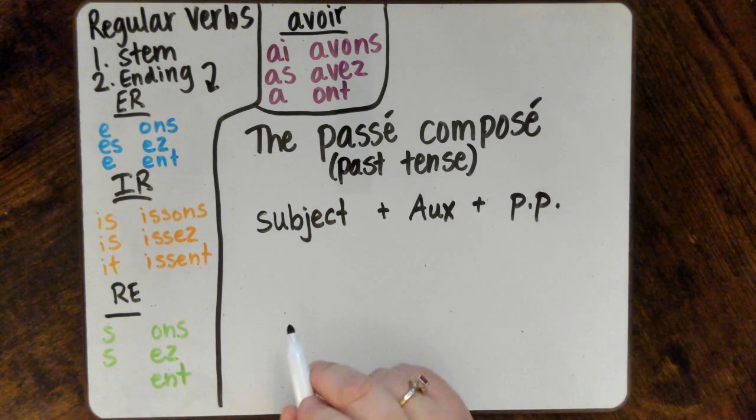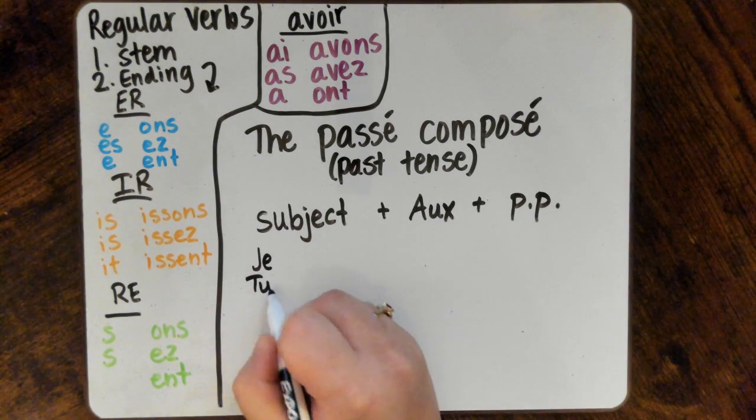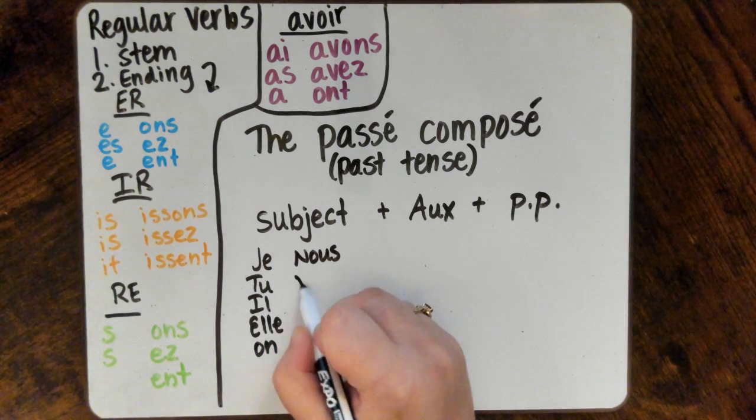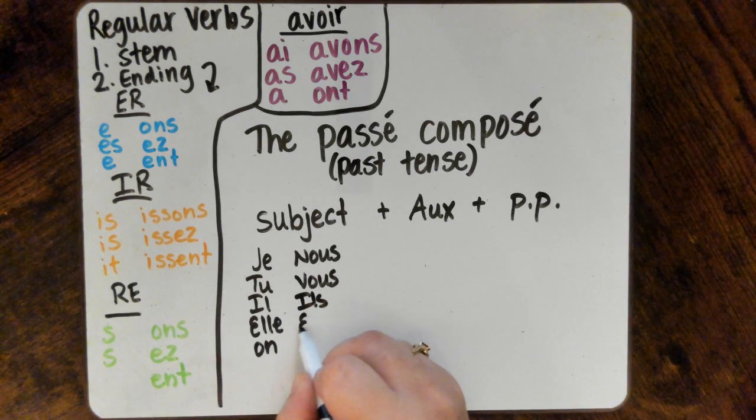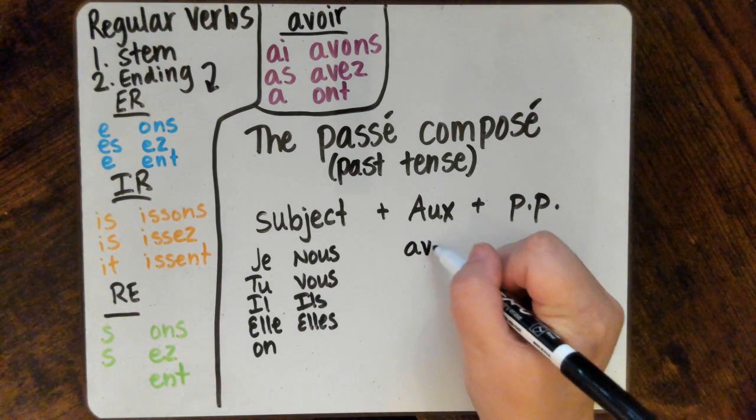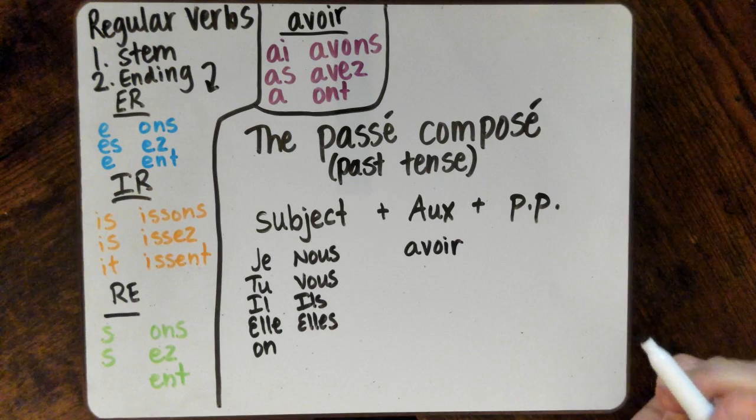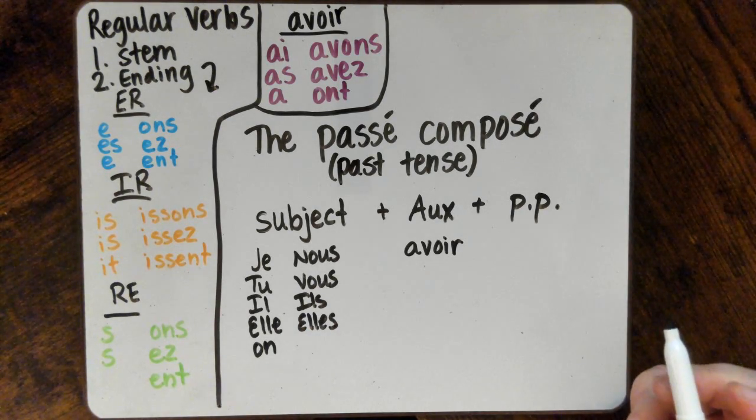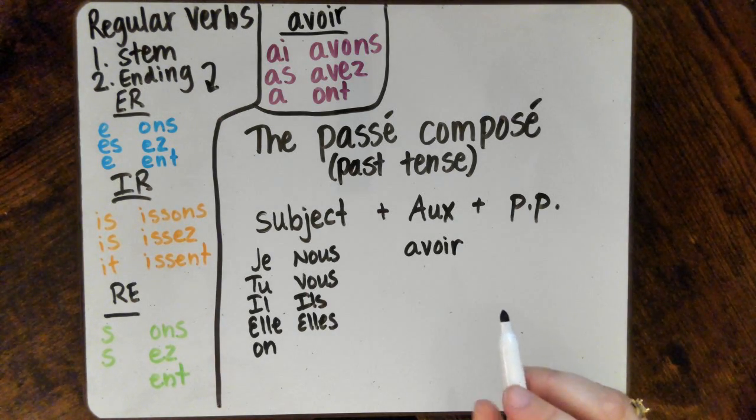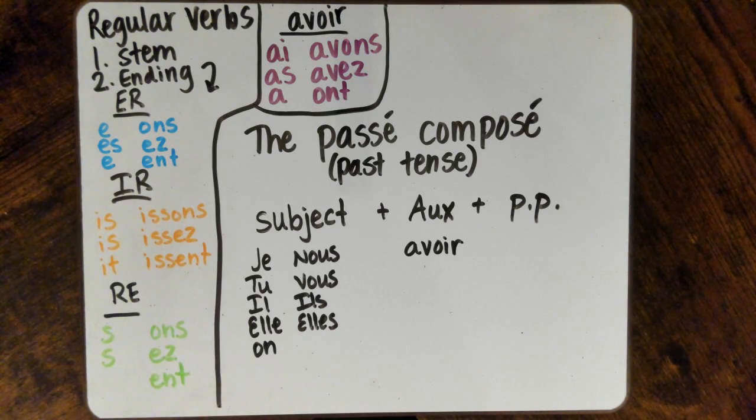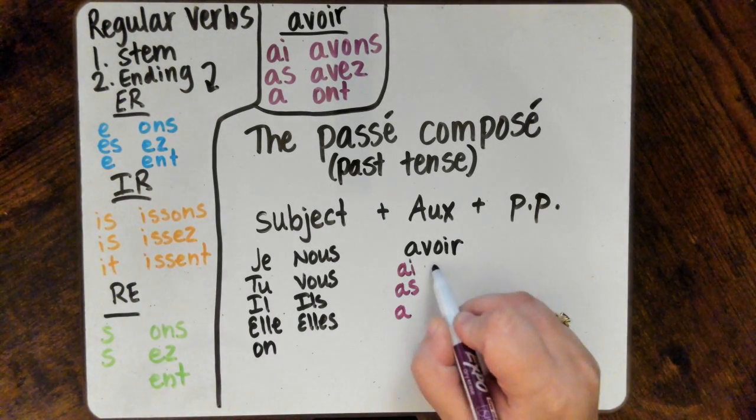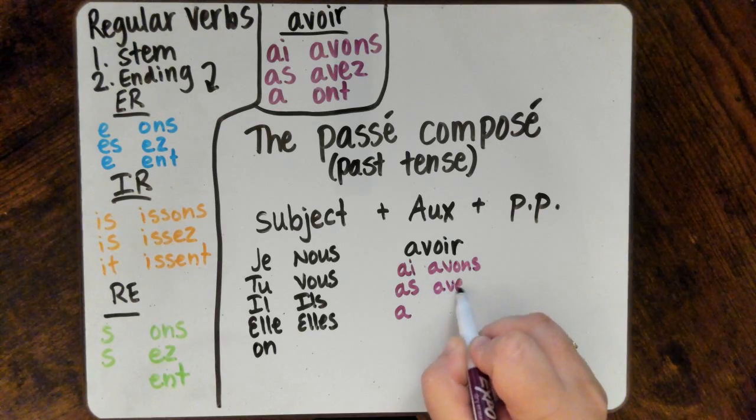So your subject can be any of these: je, tu, il, elle, on, nous, vous, ils, elles. Your auxiliary verb is going to be the verb avoir most of the time. So right now we're just going to worry about the ones that use avoir. There are some exceptions, but most verbs use avoir. So avoir is the auxiliary, and so you would need to be able to conjugate avoir. This is going to come from up here: ai, as, a, avons, avez, ont.